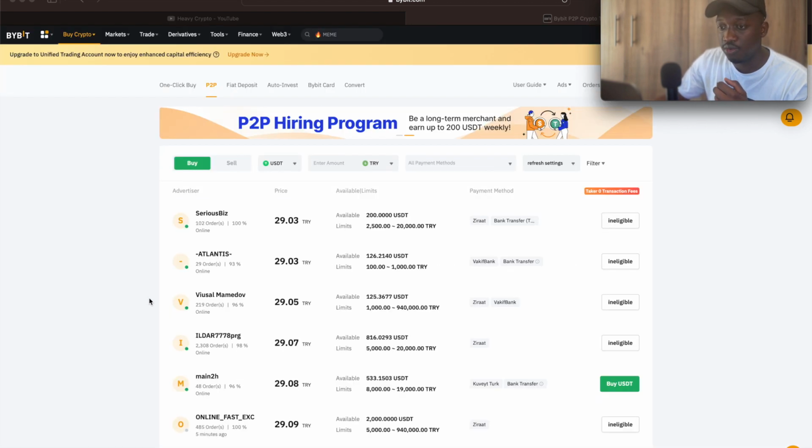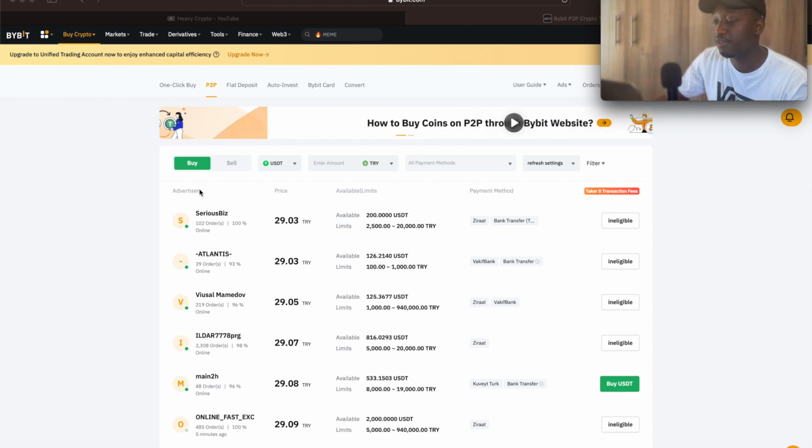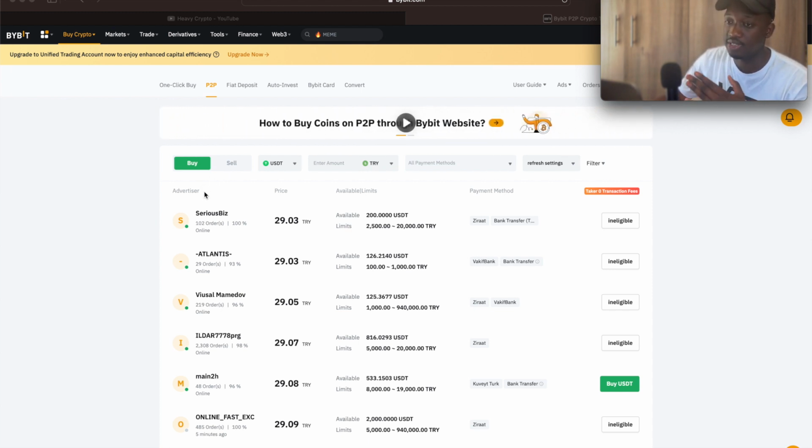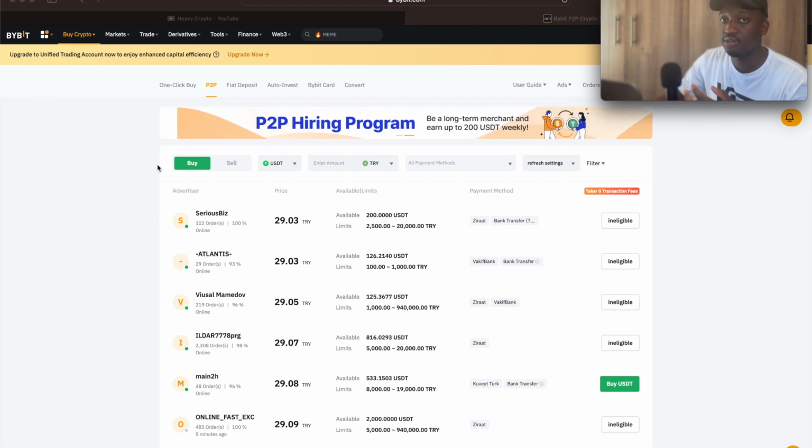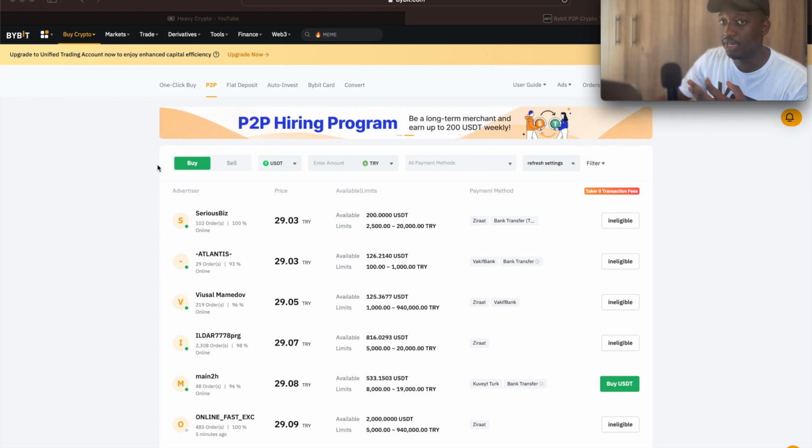You can go through all the orders and stuff like that, and also you can sell your crypto using different methods other than credit card and all that stuff. So this is what P2P is all about. You buy and sell crypto directly from one another.